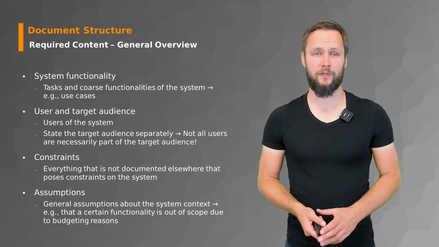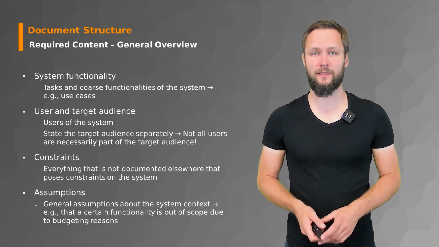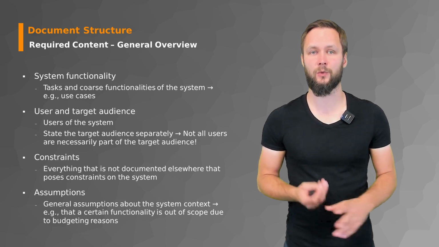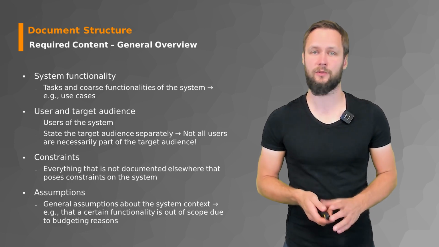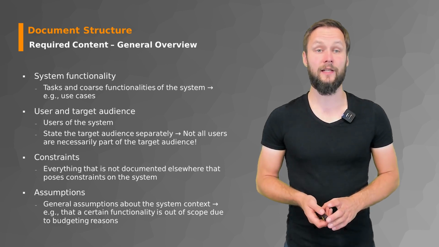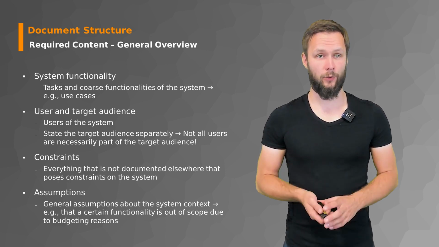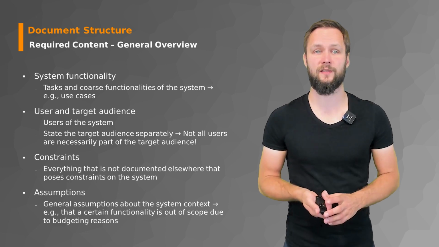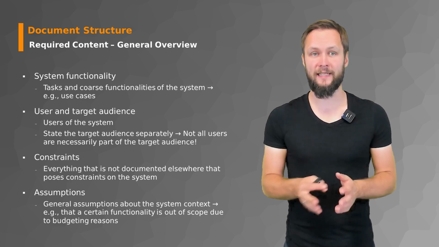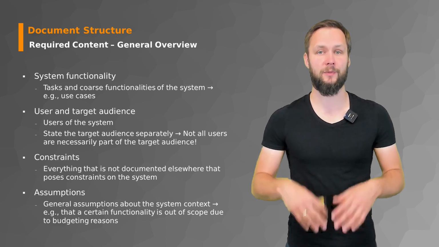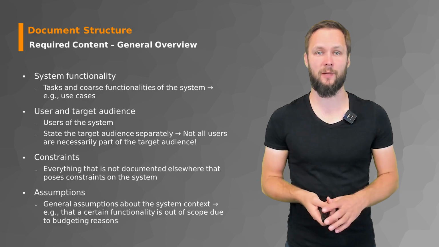And then you move forward to the system functionalities. So it gives you an idea of what the functionalities of the system are, what the tasks of the system are. It could be good to use use cases here. Then you also provide an overview of the users and the target audience. Who will use that system? State each of the target audiences separately. So don't mesh all of them together, because that might give different requirements.